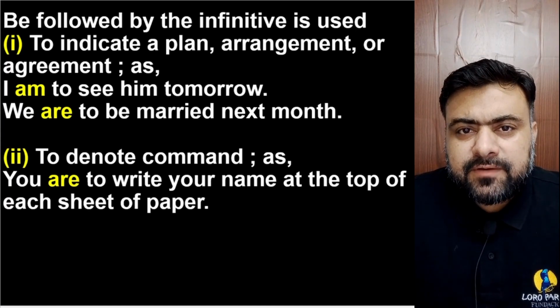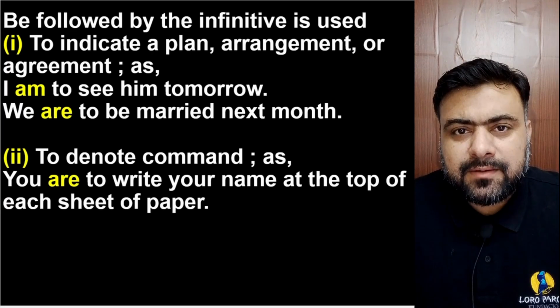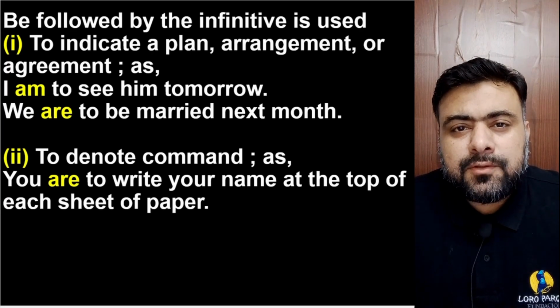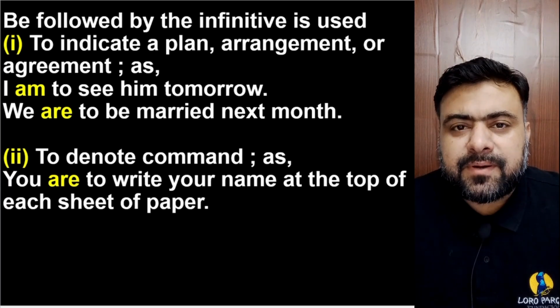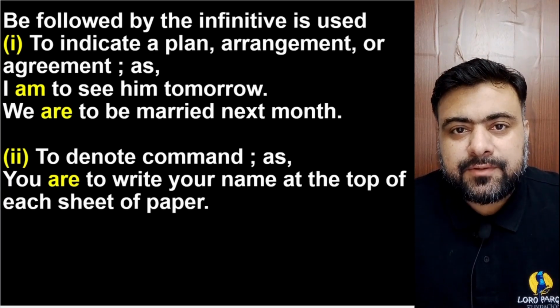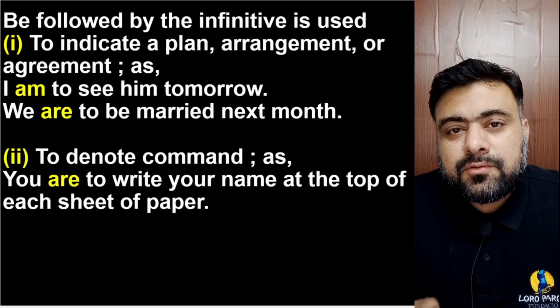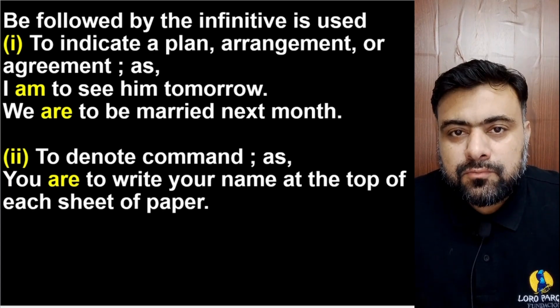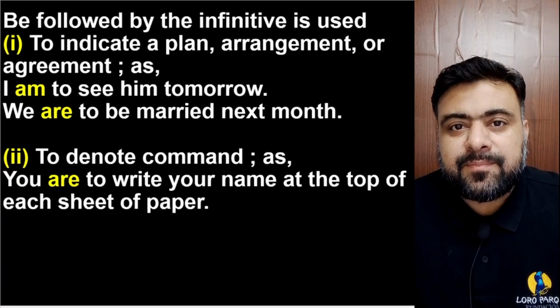When the auxiliary verb be is followed by an infinitive, it also shows command. For example, you are to write your name at the top of every sheet of paper. It is a command. You are. Are is the auxiliary verb be. To write, an infinitive. You are to write your name at the top of every sheet of paper.